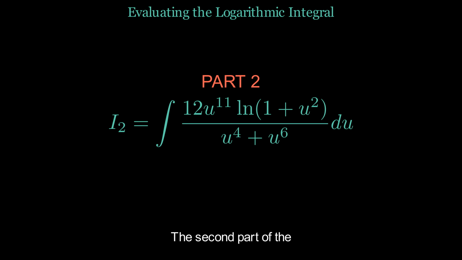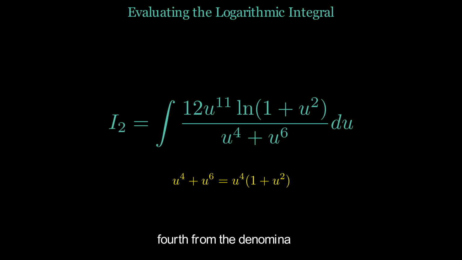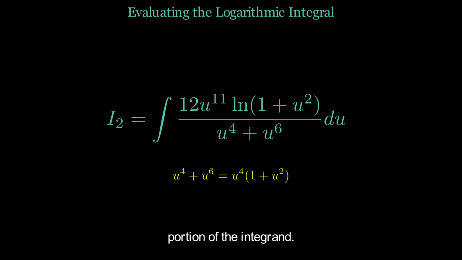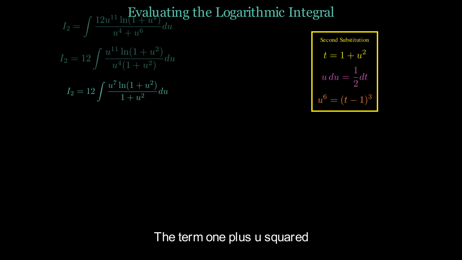The second part of the integral involving the logarithmic term appears complex. We can simplify it using a series of algebraic transformations. First, we factor out u to the fourth from the denominator to simplify the rational portion of the integrand. The term 1 plus u squared appears in both the denominator and inside the logarithm. This common term indicates our next substitution variable.